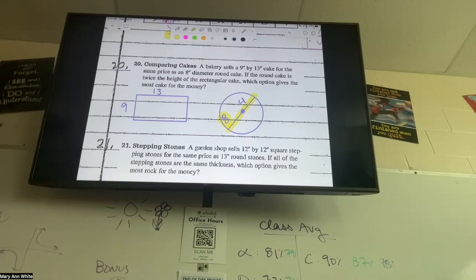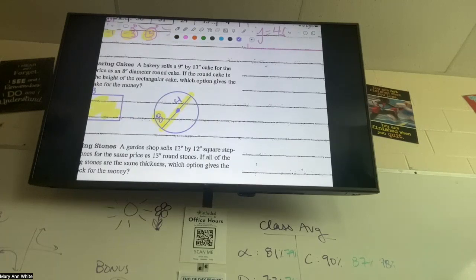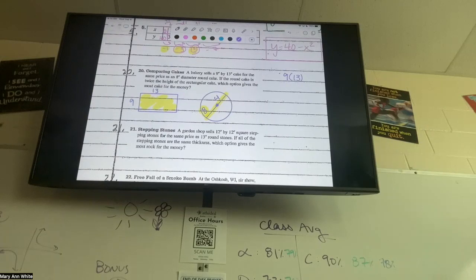13 times 9, good. That's gonna give us our surface area, our number on top, which is really good. So we're gonna do 9 times 13. I'm gonna argue we also need that height, okay? Essentially, we're doing the volume of the cake. We care about the whole depth of this 3D figure. It doesn't tell us exactly how tall it is. It just says the round cake is twice the height of the rectangular cake.